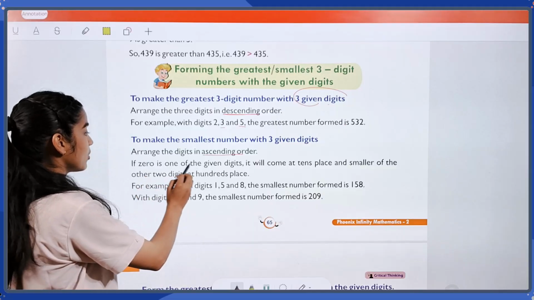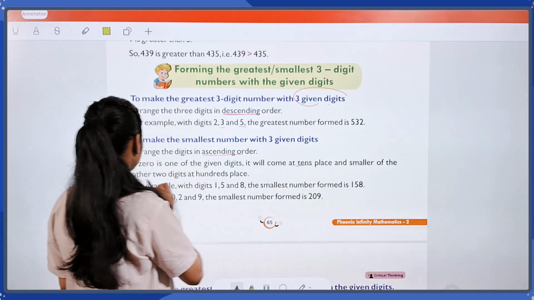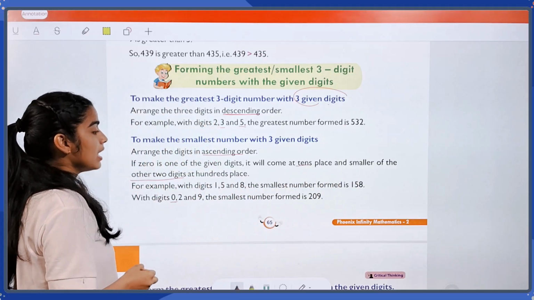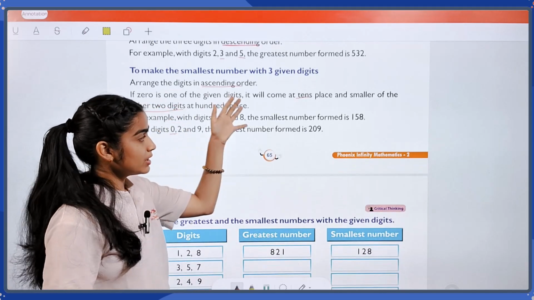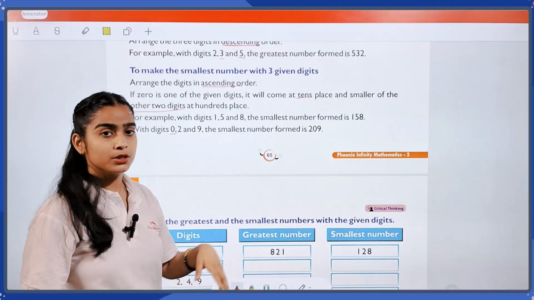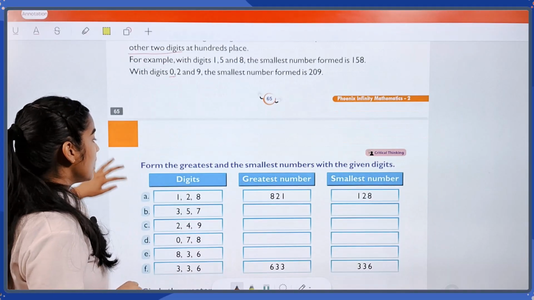If 0 is one of the given digits, it will come at the tens place and the smaller of the other 2 digits at the hundreds place. So always make sure that if you have 0 in your given digits, you have to add it between the 2 digits, or you have to write it on your tens place.